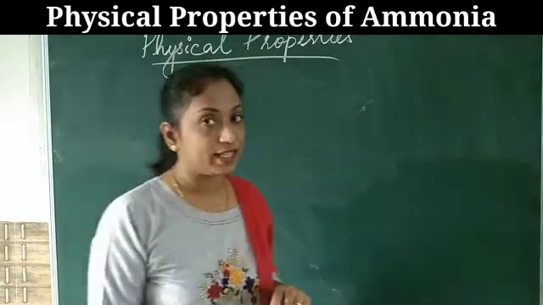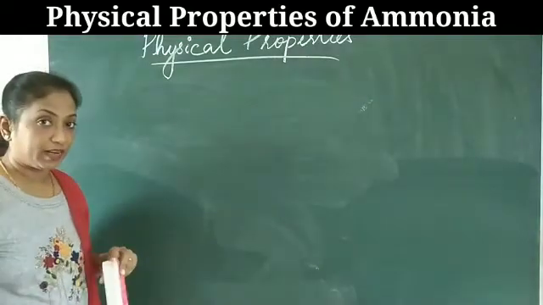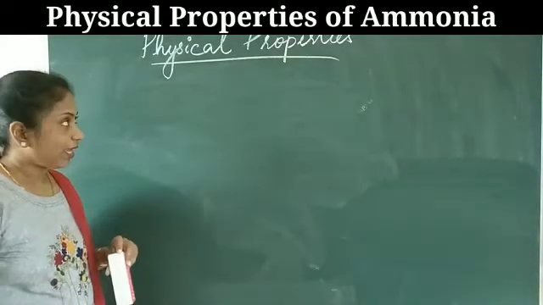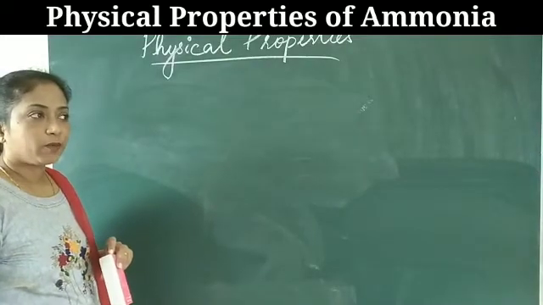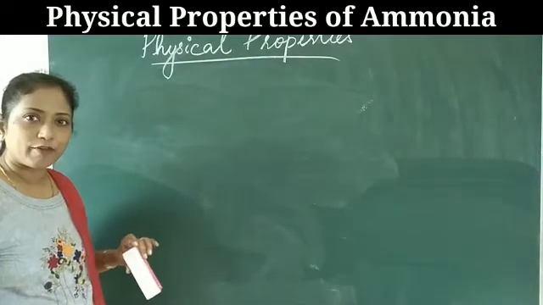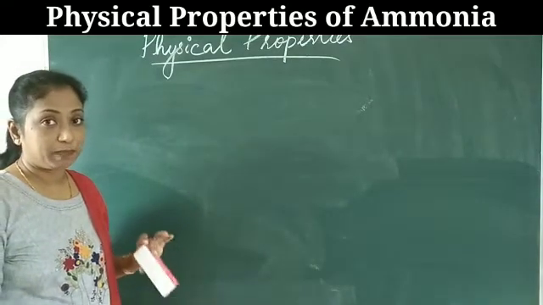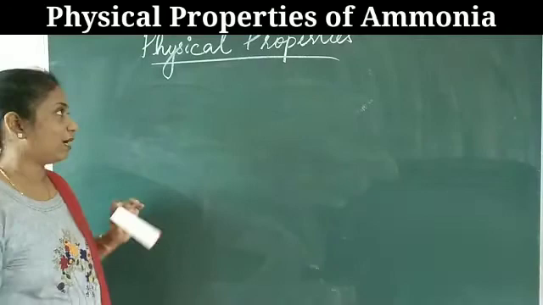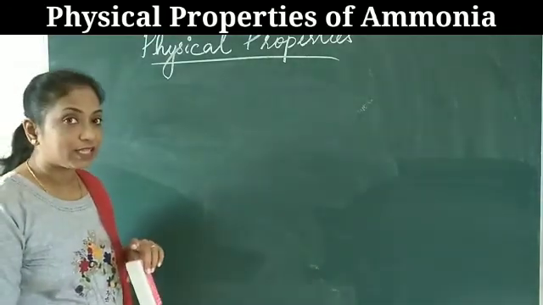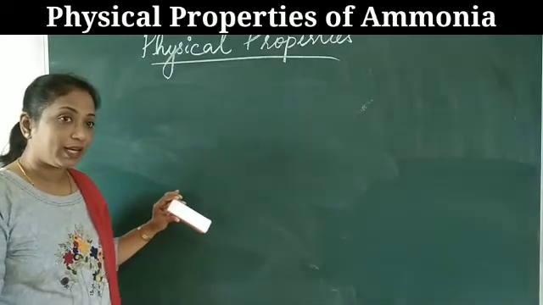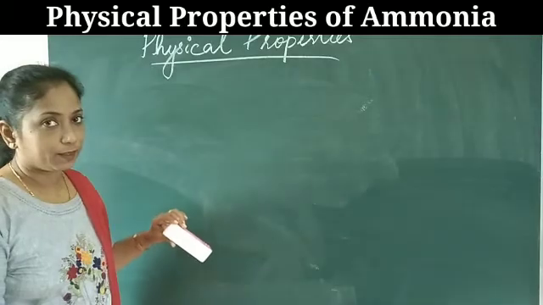What can you say about the density of ammonia? Ammonia is lighter than air. Then you can talk about the smell and the color of ammonia. Colorless. What is the smell? Pungent, choking smell. And what can you say about the solubility of the gas? Like hydrogen chloride, ammonia is also very highly soluble in water.